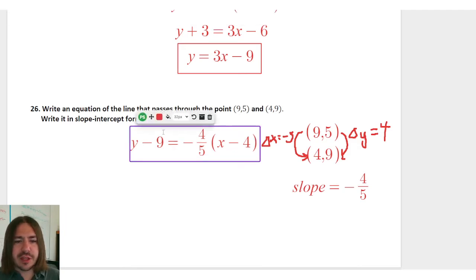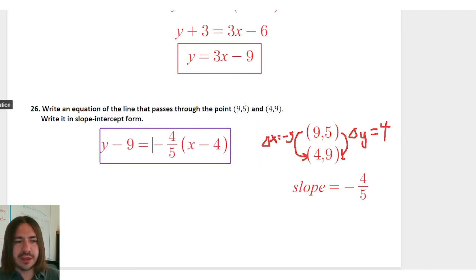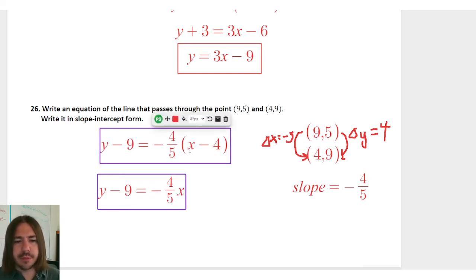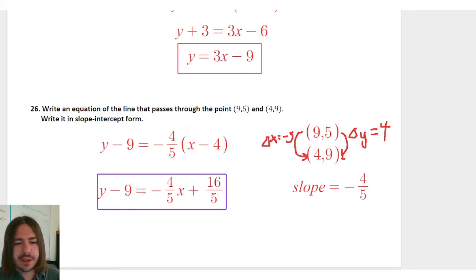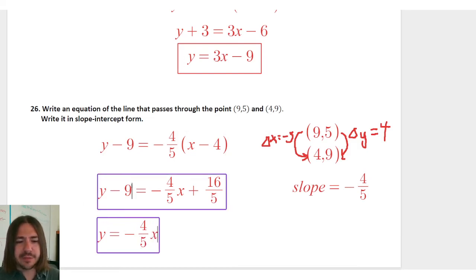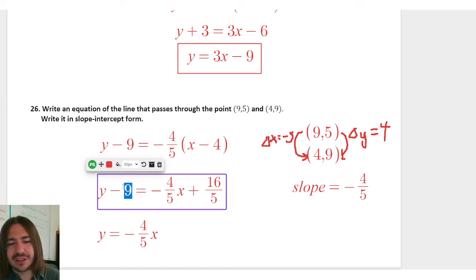So just like with the last one, I'm going to distribute the negative 4/5. That gives me negative 4/5 x, and then 4 times 4 is 16. And I have a negative times a negative, so that's positive 16/5. The last thing to do is to add 9. And this is another case where, since we're trying to add fractions, you might as well use a calculator to make sure you get it right. 9 in terms of fifths would be 45/5? Is that right? I think so. I might double check that.